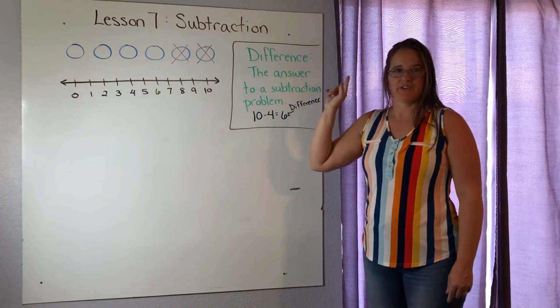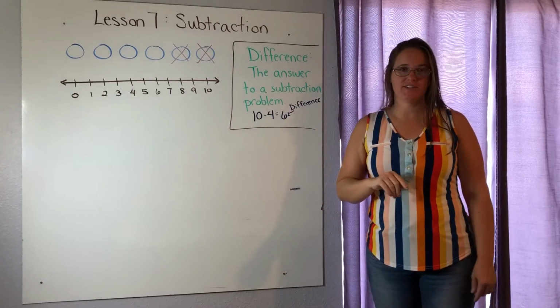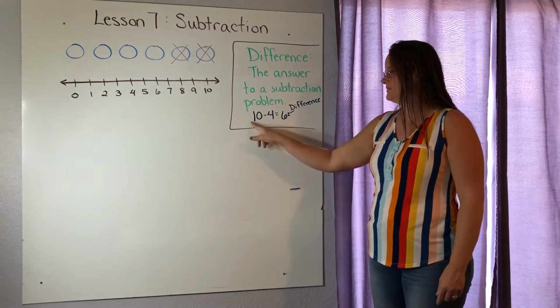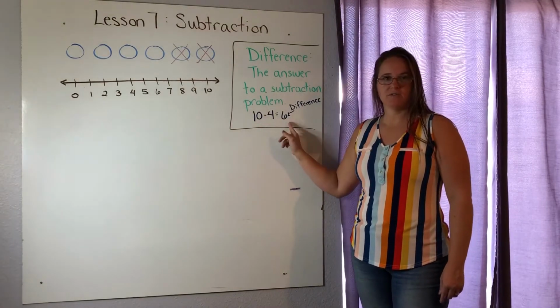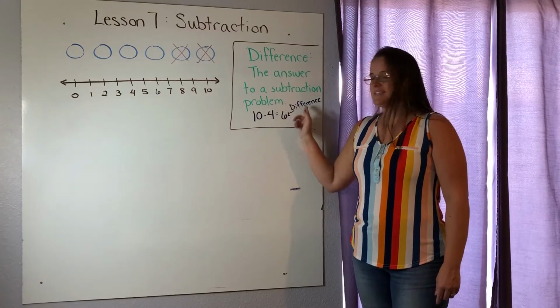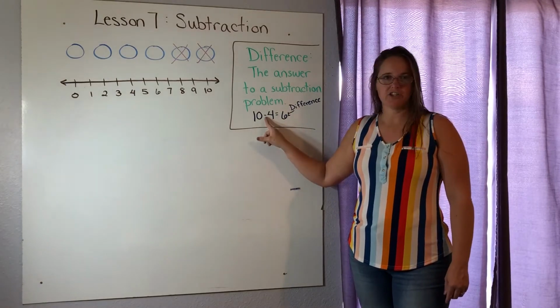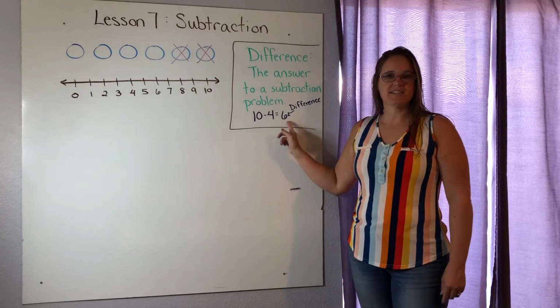So the difference is what we call the answer to a subtraction problem. So here in my example, we have 10 minus 4 equals 6. 6 is the answer to a subtraction problem. So this is our difference.